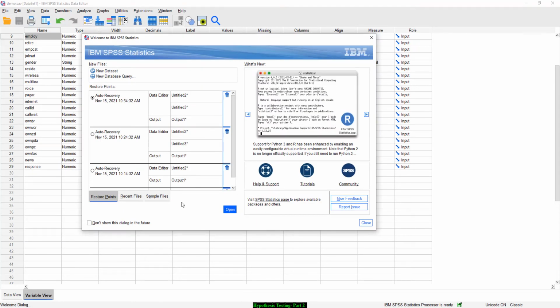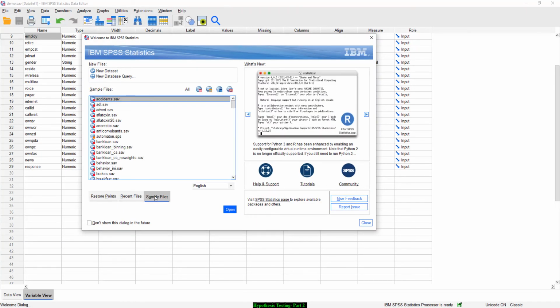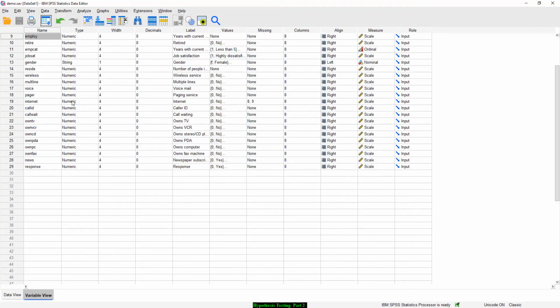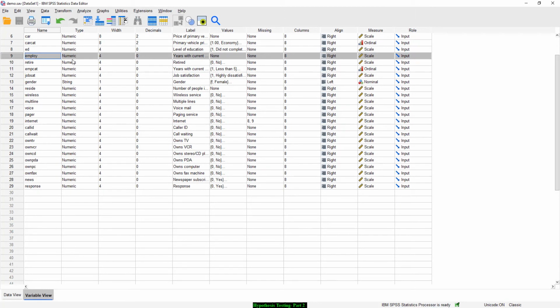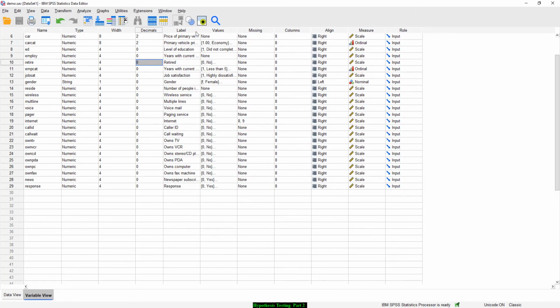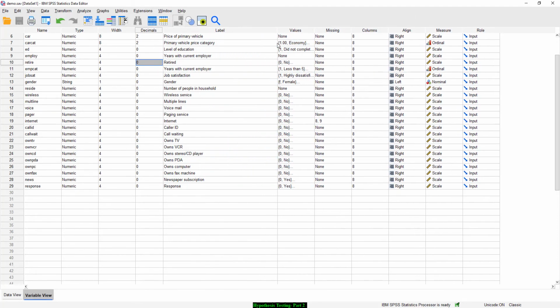In the welcome dialog there are 3 tabs. Tab number 3 has the sample files. So you find demo.sav and click open. You will get the same dataset as me. So now we are looking into the demo dataset, where the variable employ means years with current employer.